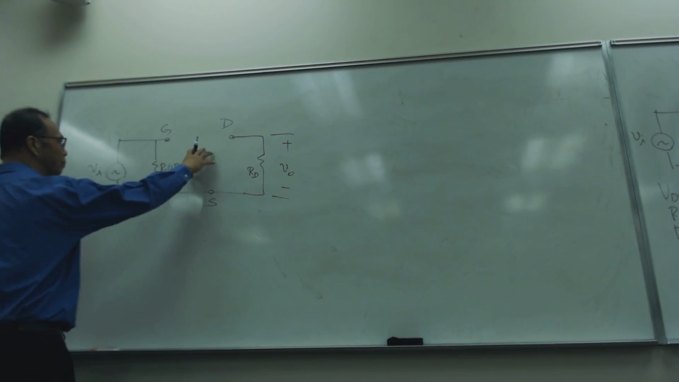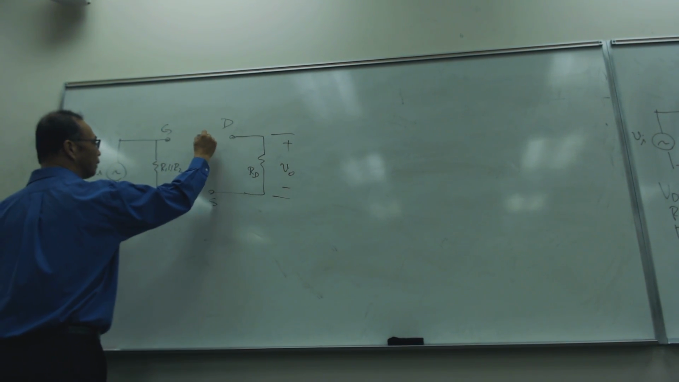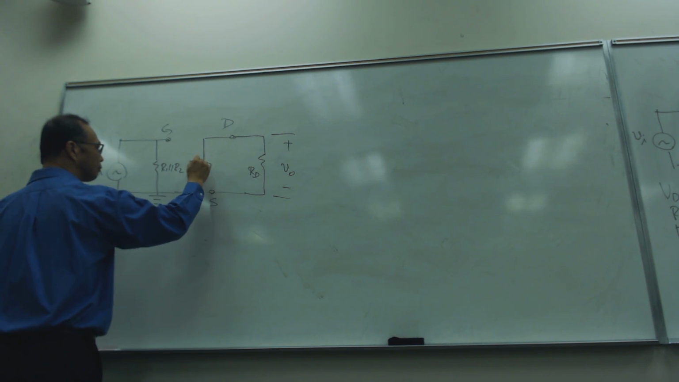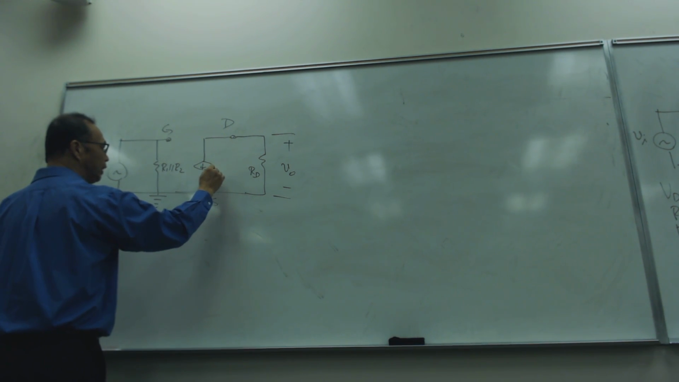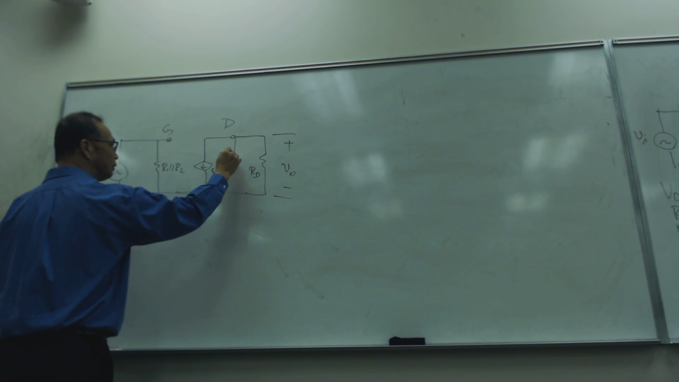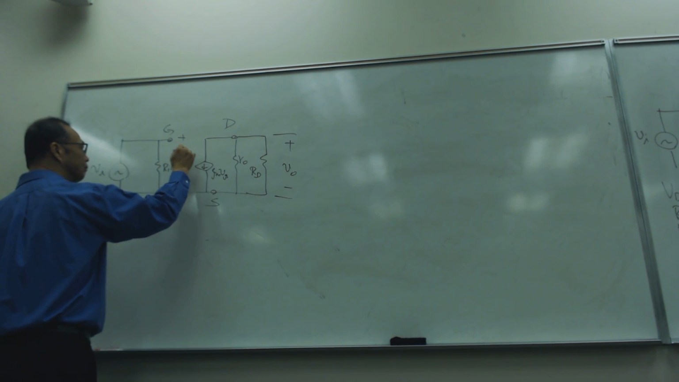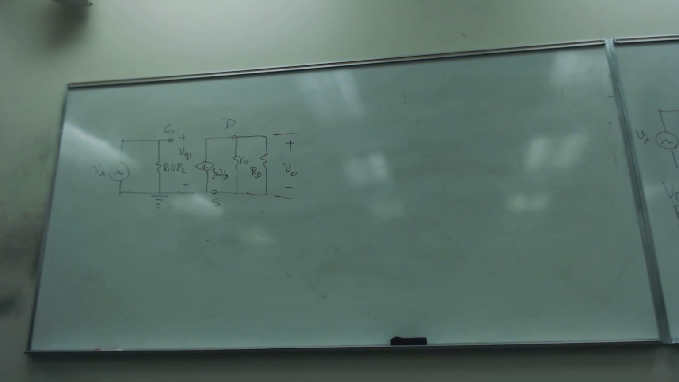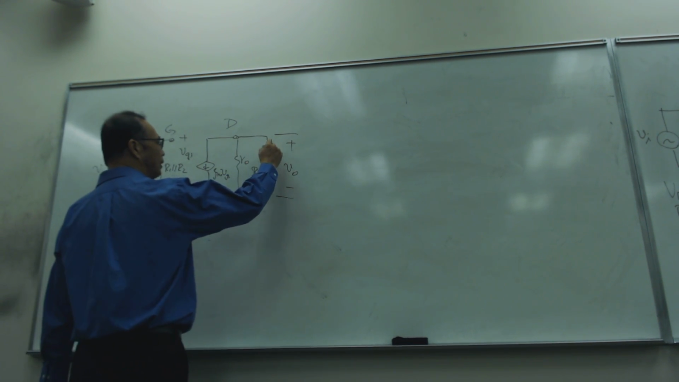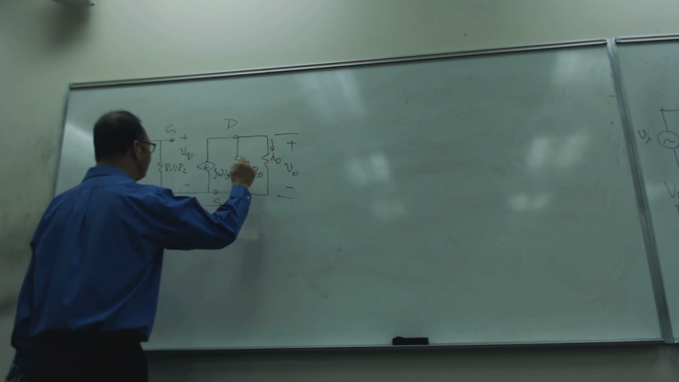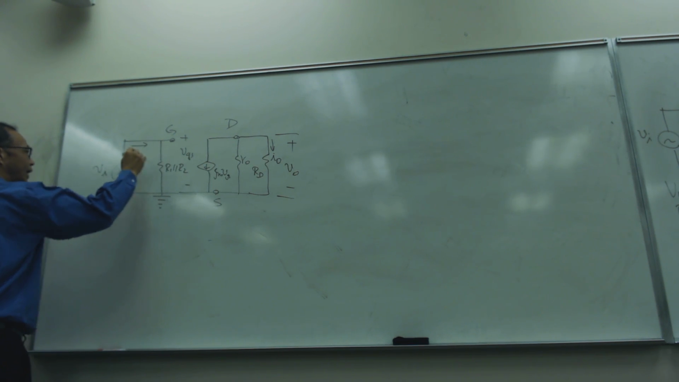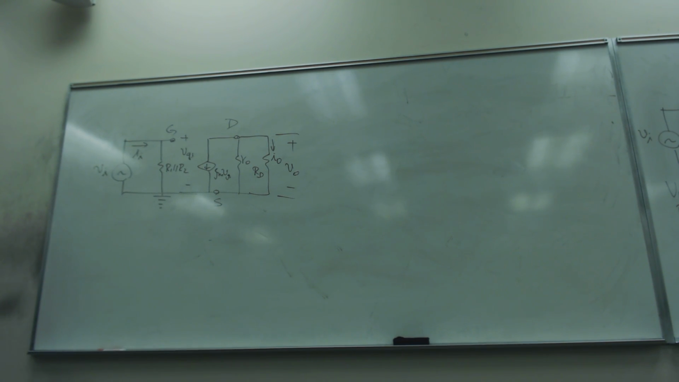So now you have to put the model into it: gm VGS, r sub o. So this is VGS. That's it. This current, let's call I sub o. This is I sub i.